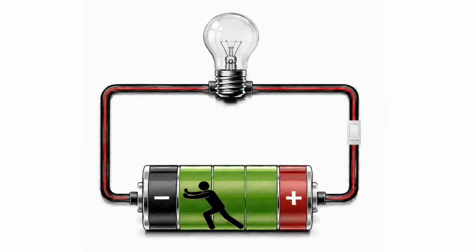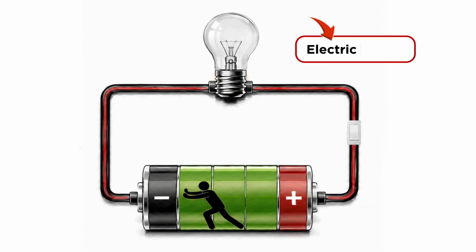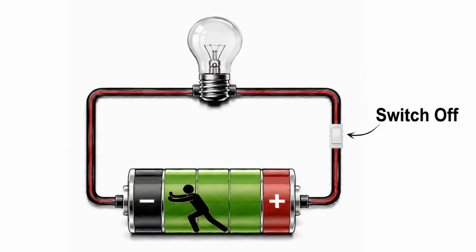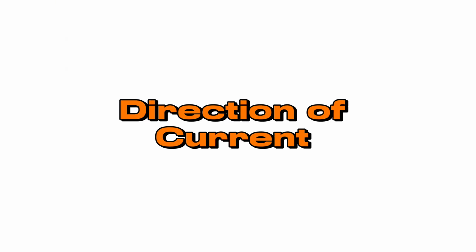For current to flow continuously, there must be a complete conducting path. This complete path, containing components such as a battery, wires, switch, and bulb, is called an electric circuit. When the switch is closed, the circuit is complete, and current can flow. When the switch is open, the path is broken, so current stops flowing.